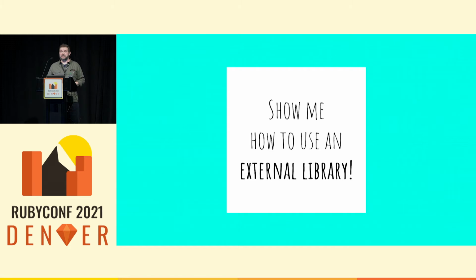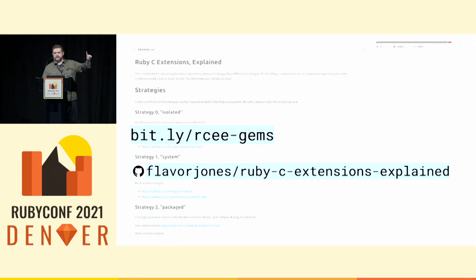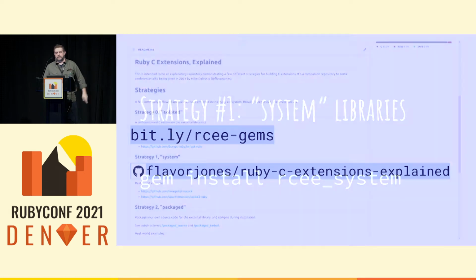Finally, let's get to actually accessing an external library. For the next few minutes, I'm going to show you a series of gems that escalate in complexity, and they each build on the previous one, so we'll get there pretty quickly, but we'll get there in small steps. Again, all the code I'm presenting here is in a GitHub project. That's the bit.ly link, and that's the long form if you care.